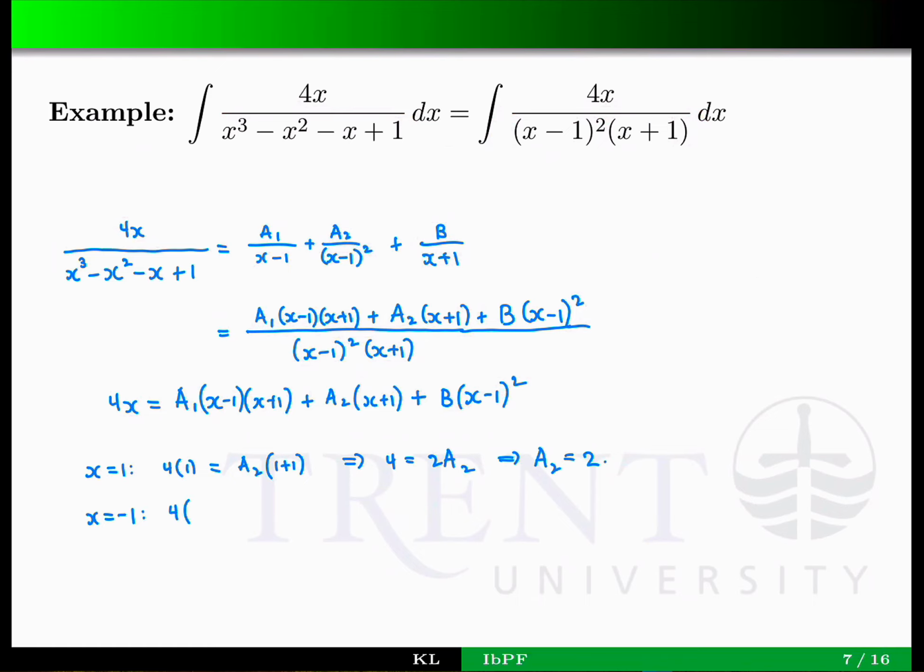So we will have here 4 times negative 1 equals b times negative 1 minus 1 squared. So again, when x equals minus 1, this will be 0 because of this. This will be 0 because of this. This means that you will have negative 4 equals b times negative 1 minus 1, that's negative 2. If we square it, that becomes positive 4. So we will have 4b, which means b equals negative 1.